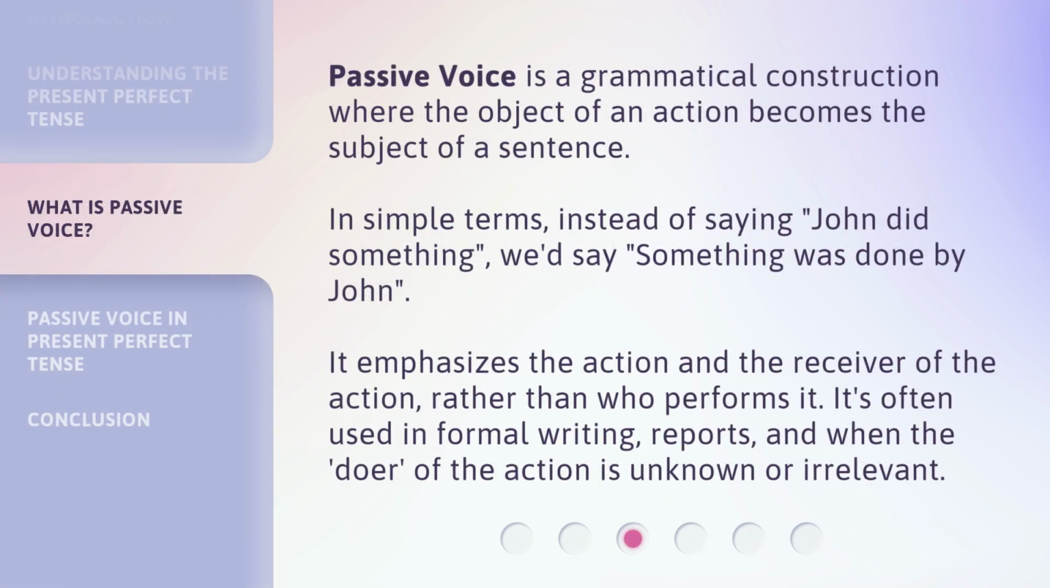Passive voice is a grammatical construction where the object of an action becomes the subject of a sentence. In simple terms, instead of saying, "John did something," we'd say, "something was done by John." It emphasizes the action and the receiver of the action, rather than who performs it. It's often used in formal writing, reports, and when the doer of the action is unknown or irrelevant.